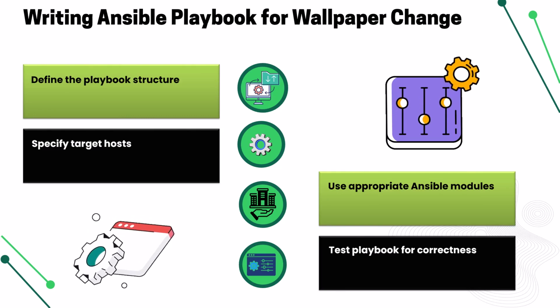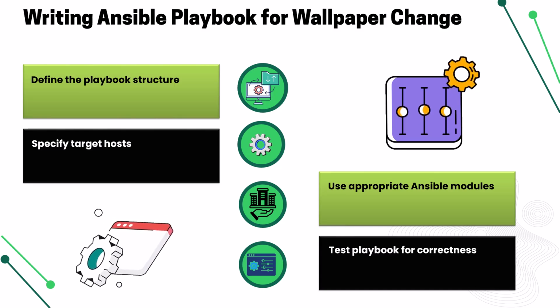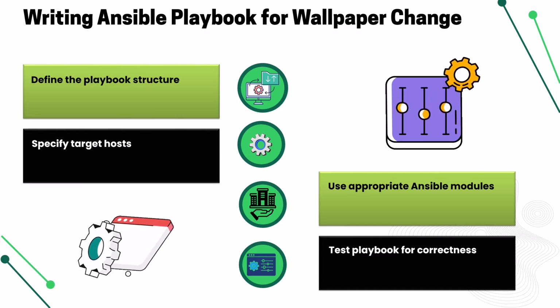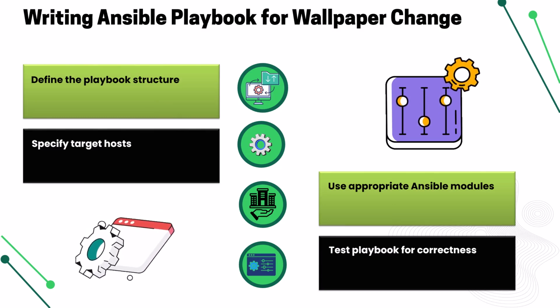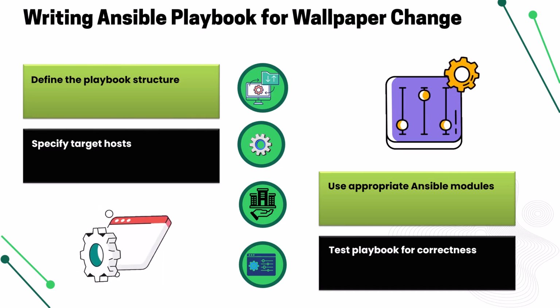First, we define our playbook structure. Think of it like setting up a stage before the show. Next, we specify the target hosts because we don't want to change wallpapers on the wrong machines. We'll use the right Ansible modules to actually do the job, and of course, we test it to make sure we don't turn our screens into a modern art disaster.